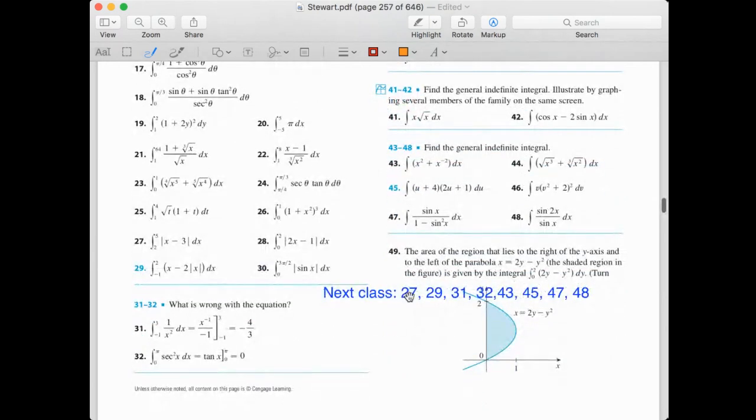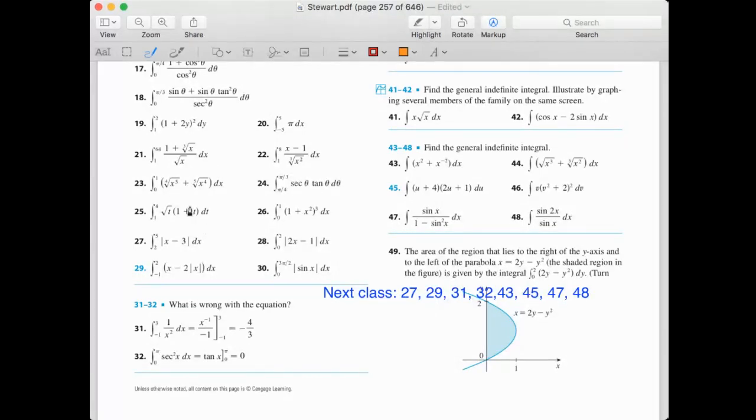So I'm leaving you 27, 29, 31, 32, 43, 45, 47, 48 for next class. All right, especially 31 and 32, right? Think about it: what's wrong with this equation? Remember, when we talk about this area, we are talking about a pure mathematical area. We have area above the x-axis and area below the x-axis, right? So we have to be careful with the intervals. So think about 31, 32.